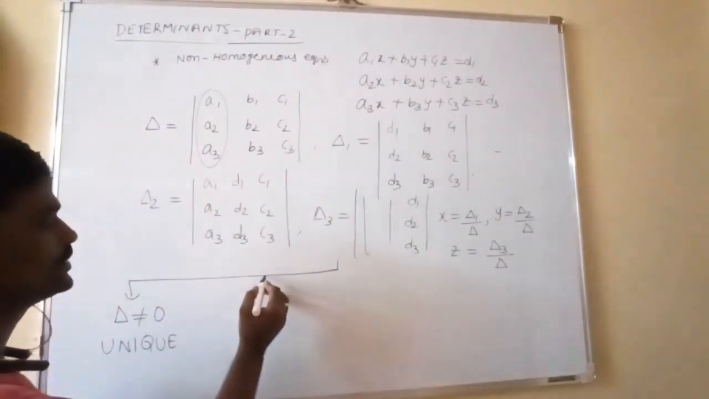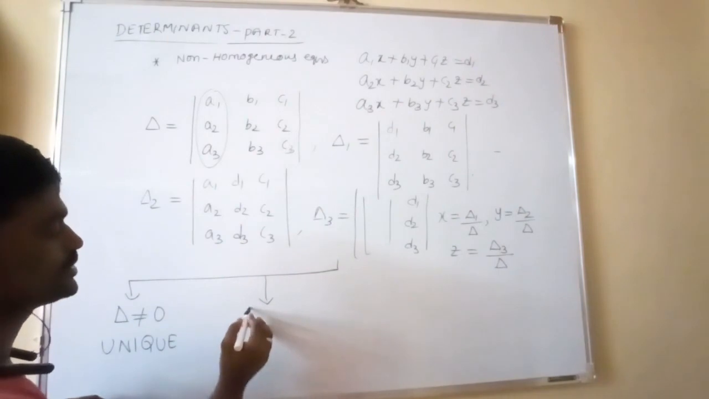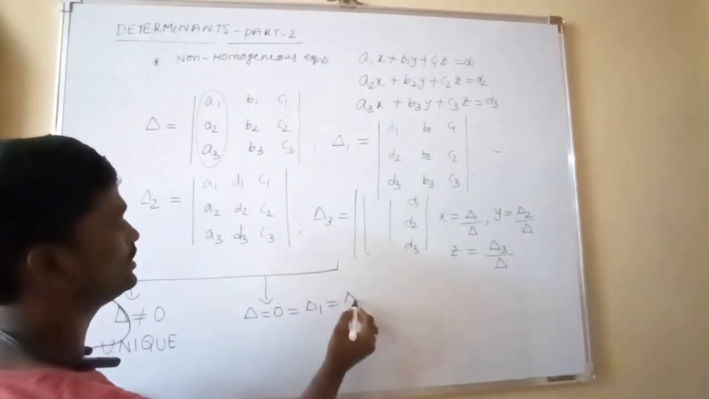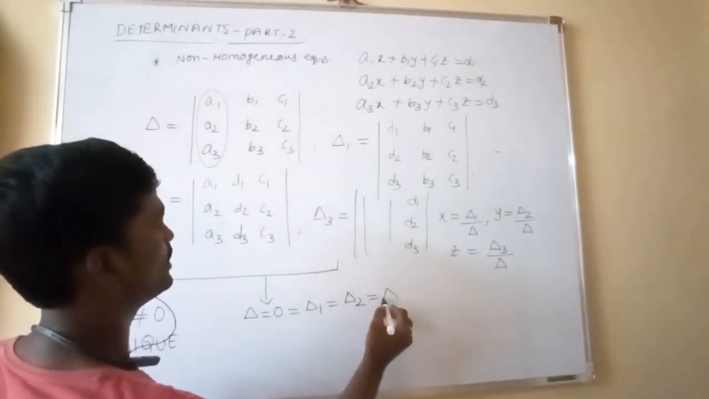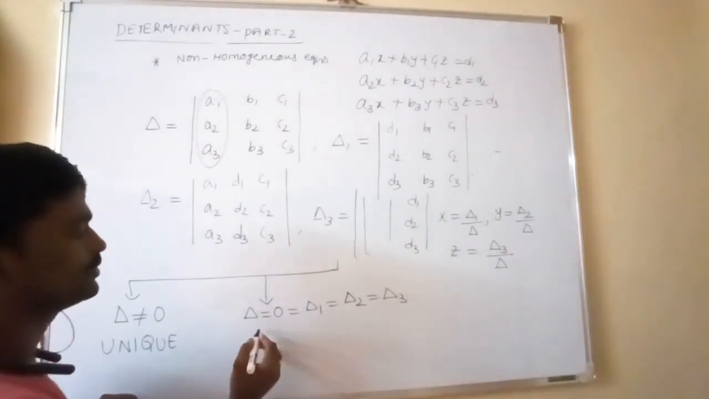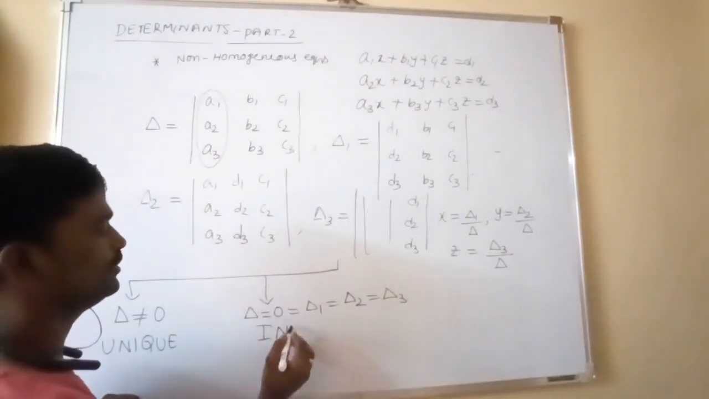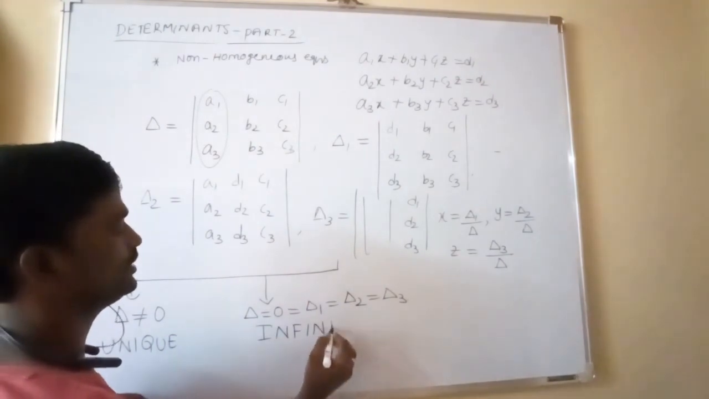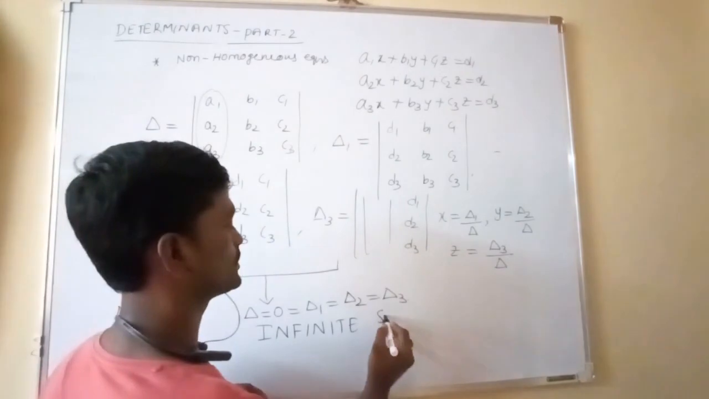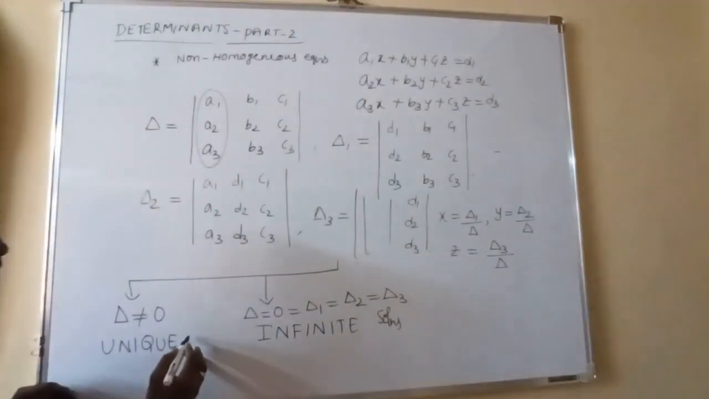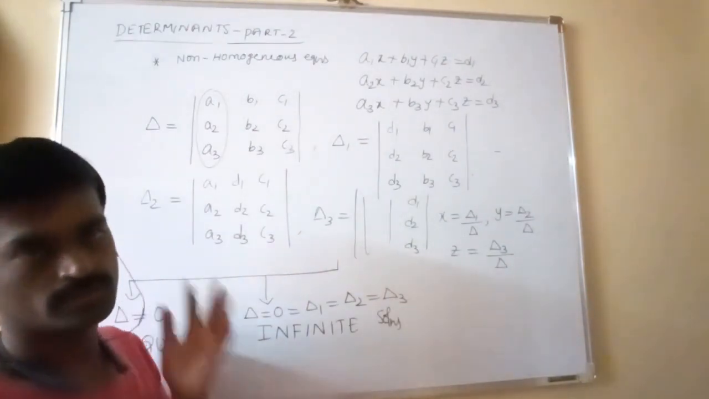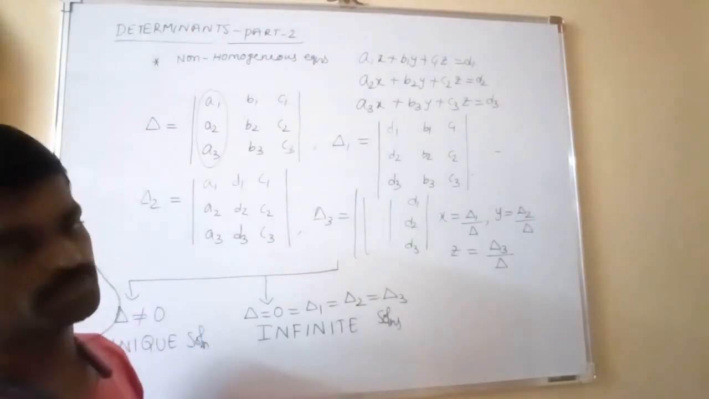Next, suppose second case. Suppose delta is equal to 0, delta 1 is also 0, delta 2 also 0, and delta 3 is also 0. Then the given system of equations has infinitely many solutions. So how can we say it has infinitely many solutions?